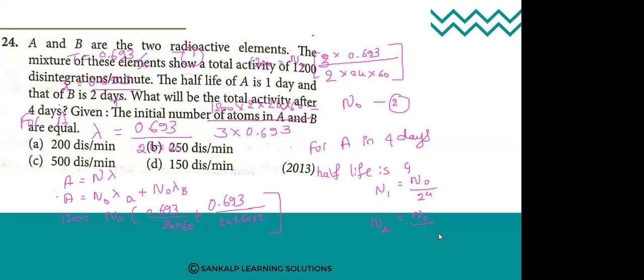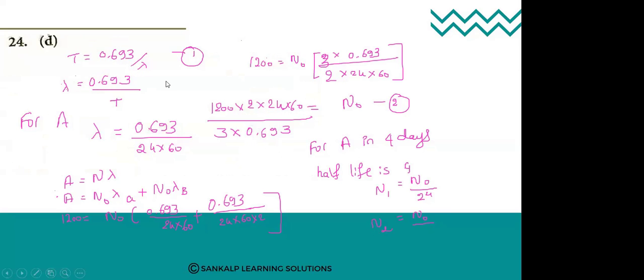Then next, similarly for N2, for B particle, it is N naught upon 2 raised to 4. Once you get the value of N naught, simplification will be easy. So this is 2 raised to 2, because for B particle the half-life is 2. So here you can do N naught upon 2 square, and here it is N naught upon 2 raised to 4. Just check the N1 value, the N naught value, and the N2 value. All three values you check. Next step, I'll tell you what to do.